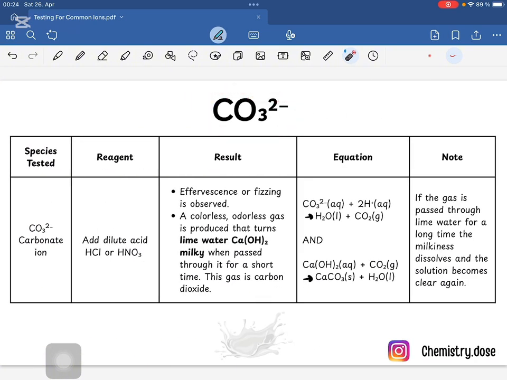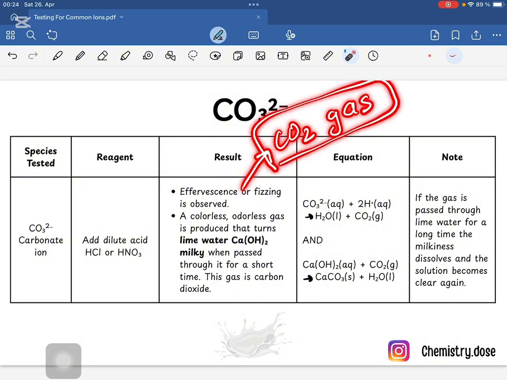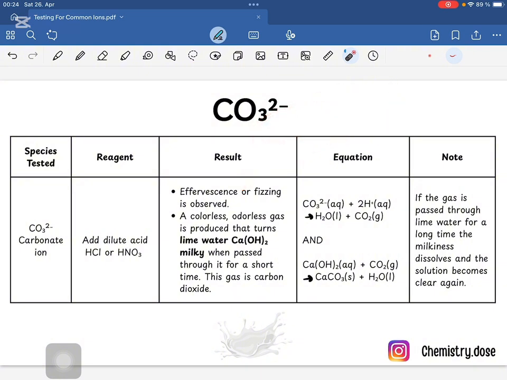Going to CO3 2-, which is the carbonate ion. The reagent that we will use is a dilute acid like hydrochloric acid or nitric acid, and we're going to observe effervescence and fizzing. The effervescence or fizzing indicates the release of CO2 gas. Now, to make sure it is CO2 gas, we pass the gas through lime water, which is a calcium hydroxide solution. And if we pass it through this solution, it's going to become milky, which indicates that the gas is carbon dioxide.